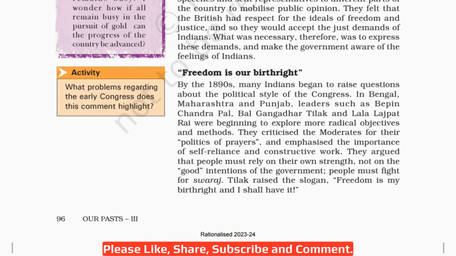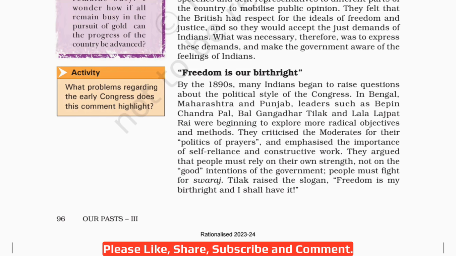By the 1890s, many Indians began to raise questions about the political style of the Congress. In Bengal, Maharashtra, and Punjab, leaders such as Bipin Chandra Pal, Bal Gangadhar Tilak, and Lala Lajpat Rai were beginning to explore more radical objectives and methods, right? So what do you mean by radical? Radical means a drastic, fundamental approach for a significant change. So they want change, right?